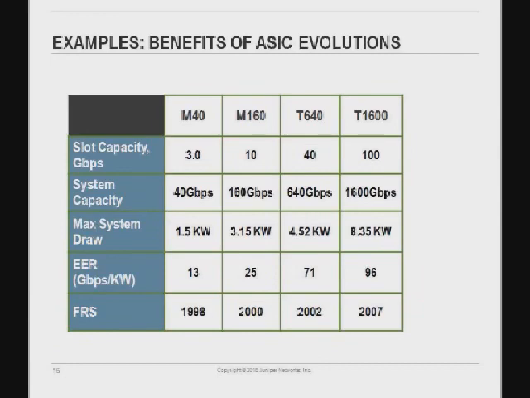Because of improvements in silicon technology, and of course a lot of other things as well, the system capacity and slot capacity improved while we increased the bandwidth we deliver per unit of power, from 13 gigabits per kilowatt to 96 gigabits per kilowatt in the 10-year span. That's the power of ASIC improvements.